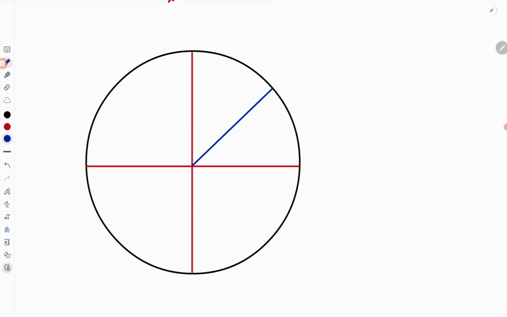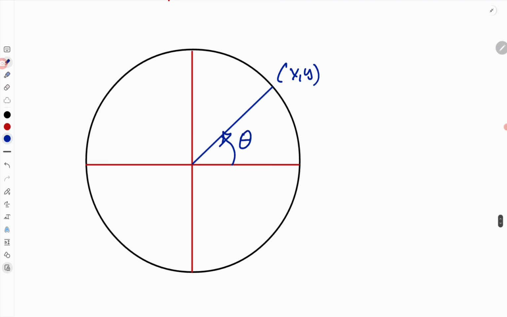Now, let's mark this point here. We'll say it's x comma y. And the angle we will say is right here. That's equal to theta. So tangent of theta is equal to y over x. It's this very specific fraction, y divided by x. For each y and x that's on the circle, it's a number.